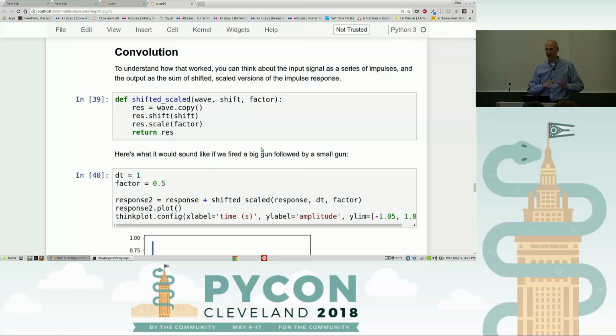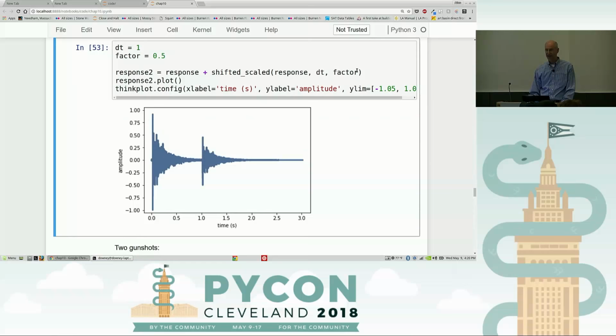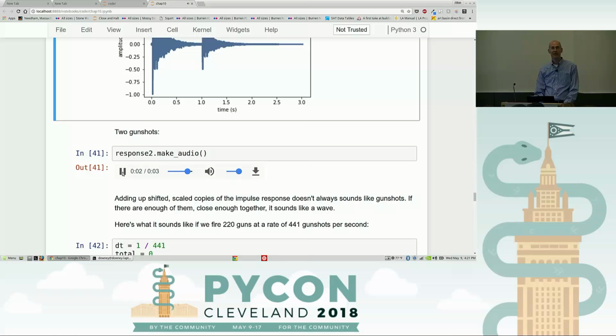So I've got a function here called shifted scaled that just takes an input, delays it by a certain amount of time, and scales it by a certain factor. Just to show you how it works, I did one version that just takes the input, which is the gunshot, and makes just two copies, one loud one and then one quiet one. So this is like firing a gun in a canyon, where you hear the initial shot directly and then it bounces off the far end of the canyon and it comes back to you. And sure enough, this sounds like an echo. So you distinctly hear two successive shots.